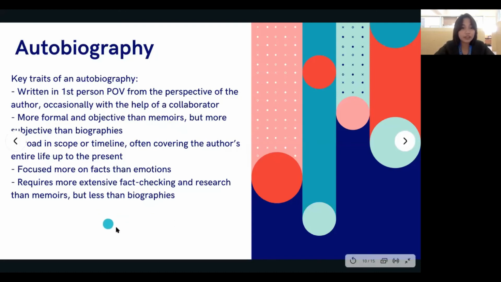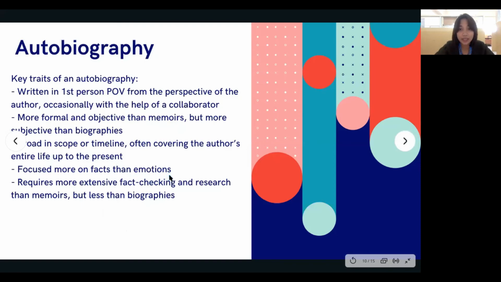Okay, broad in scope or timeline, often covering the author's life to the present. So syempre, broad din siya kasi sinasakop mo eh. I mean, from childhood to present, kailangan mo i-include yung story mo doon. Okay, focus more on facts than emotions.